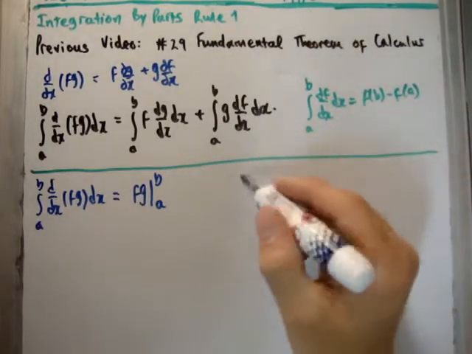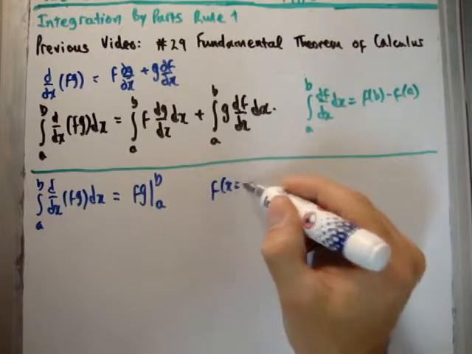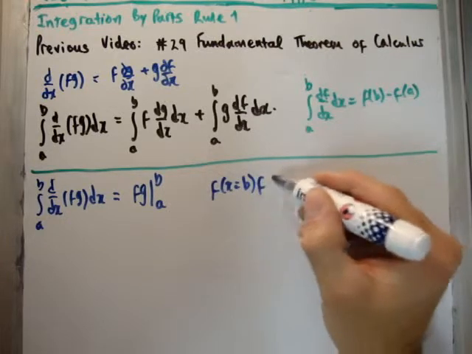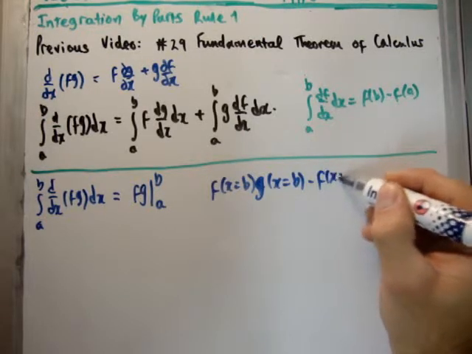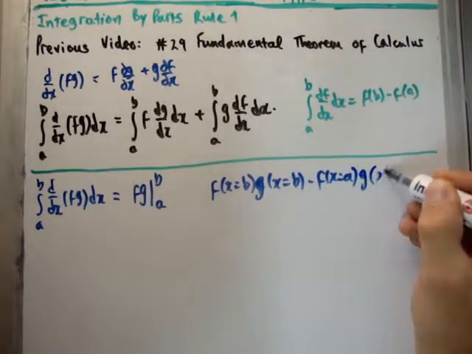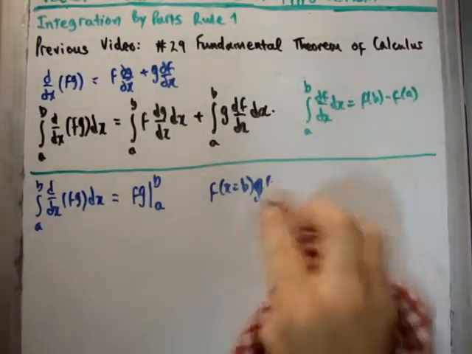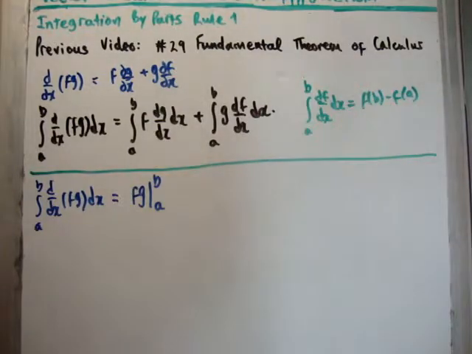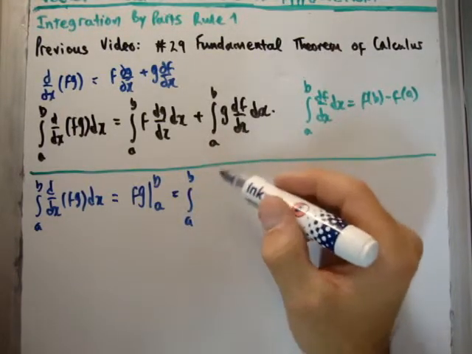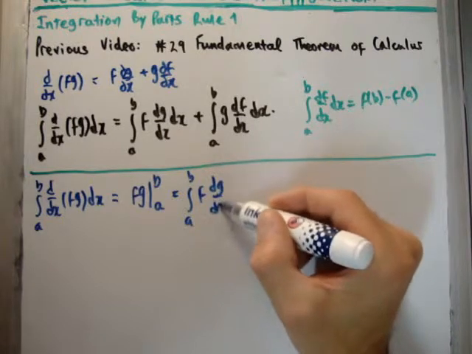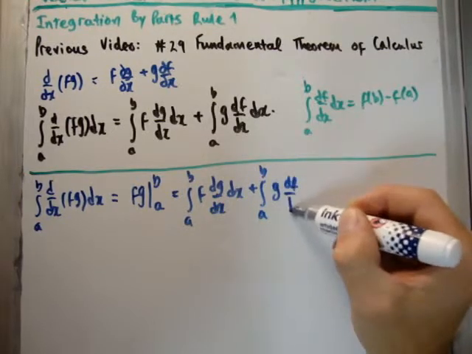Okay, so what we really have here, another way of writing it, is f at x equal to b, g at x equal to b, minus f at x equal to a times g at x equal to a. That's the same thing, all right? So that's our boundary term. That's invoking the fundamental theorem. But we already know what it's equal to up here, so we rewrite what we have up top. So it's f times dg dx dx plus the integral again from a to b of g df dx dx, like that.